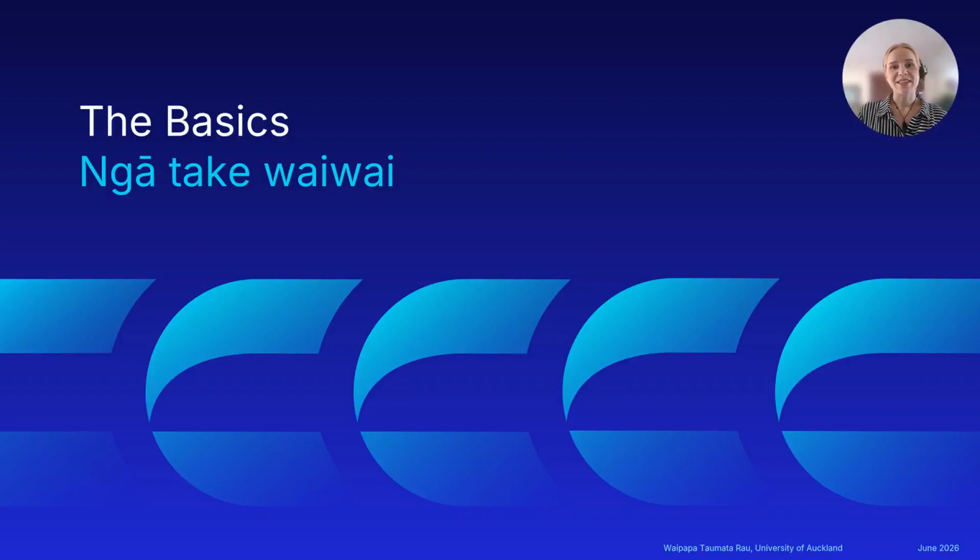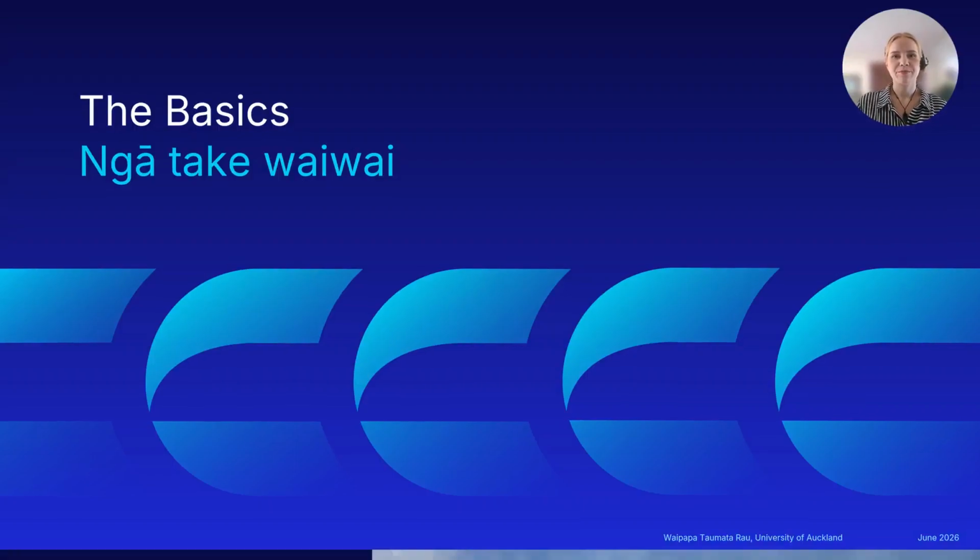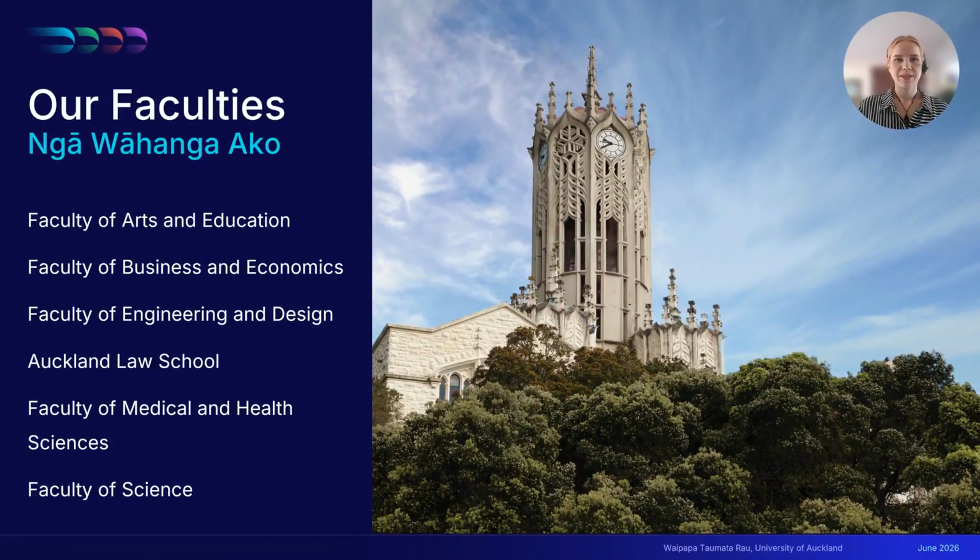Let's start with the basics, some terminology and tips that will help you in your first year. We will first take a look at our faculties. So at the University of Auckland, we have 6 different faculties. Each faculty looks after different programs, study interests, and research areas at the university. As you can see here, we have 6 faculties.